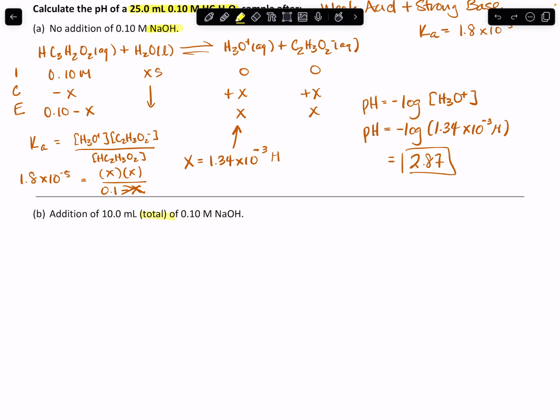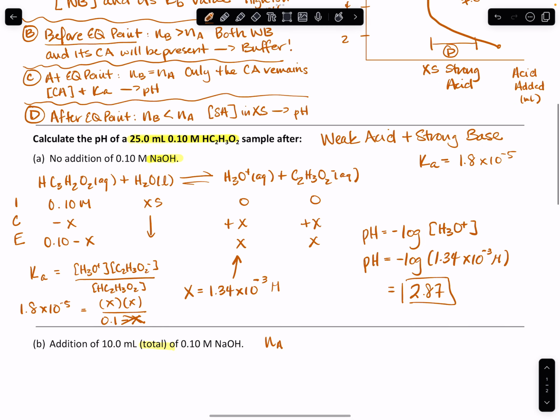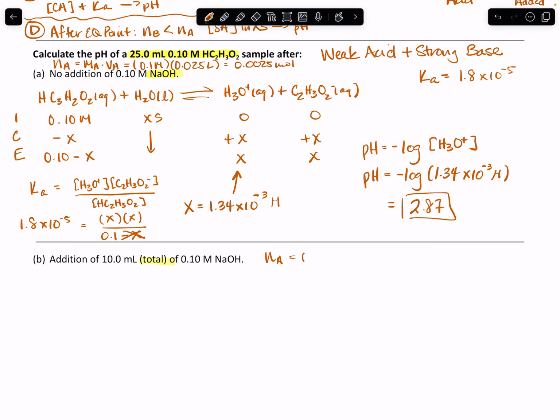So the first thing I need to know is how much acid do I have present? So the moles of acid. If I go back up to the top, moles of acid are going to be equal to the molarity of the acid times that volume. So in this case, 0.1 molar times 0.025 liters. If I multiply that out, I have 0.0025 moles of that acetic acid.